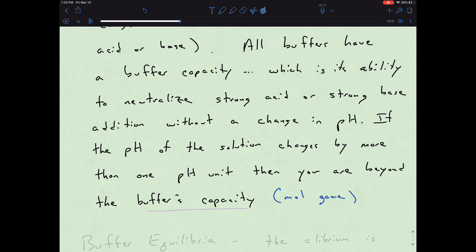So those are a couple of different terms, right? We have our buffer definition, right? Combination initially of a parent and its conjugate. Buffers are used basically to neutralize strong acids or strong bases without a change in pH. And all of these buffers have a certain buffer capacity, which is how much of that strong acid or strong base it can neutralize.